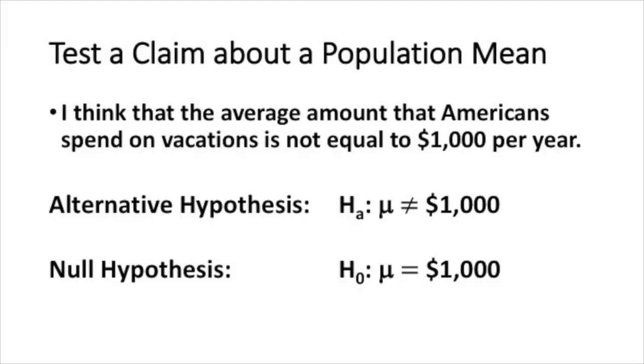Here's another example of a claim about a population mean, and that is, I think that the average amount that Americans spend on vacations is not equal to $1,000 per year. So if you write that out as the alternative hypothesis, H subscript A is mu is not equal to $1,000, whereas the null hypothesis, H subscript 0, is mu is equal to $1,000. This is a different type of hypothesis, where this is an inequality claim. Again, my claim is that I think the average amount that Americans spend on vacations is not equal to $1,000 per year, and the null is that it indeed is equal to $1,000.